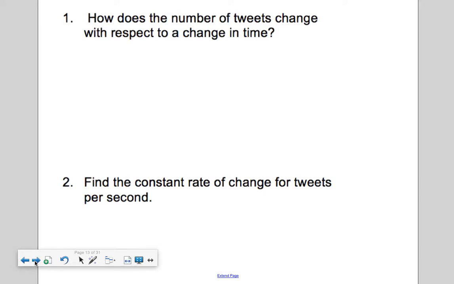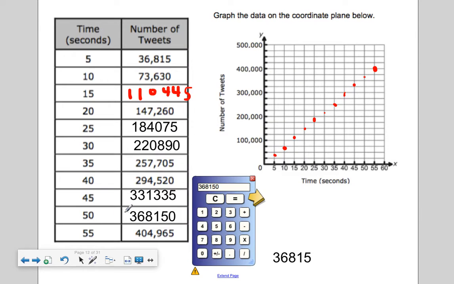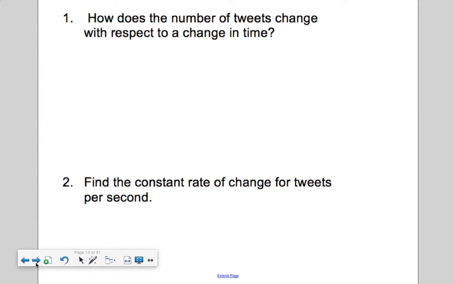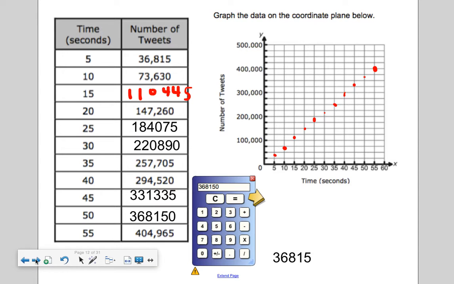So the question is, how does the number of tweets change with respect to a change in time? From what I can tell, it seems like it is increasing by 36,815 every 5 seconds. Do you agree with that? Let's see. In 5 seconds, 36,815. In 10 seconds, it went up to 73,630, which is an increase of 36,815. So find the constant rate of change for tweets per second.